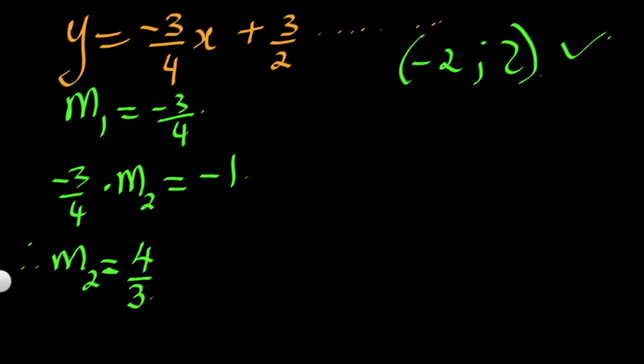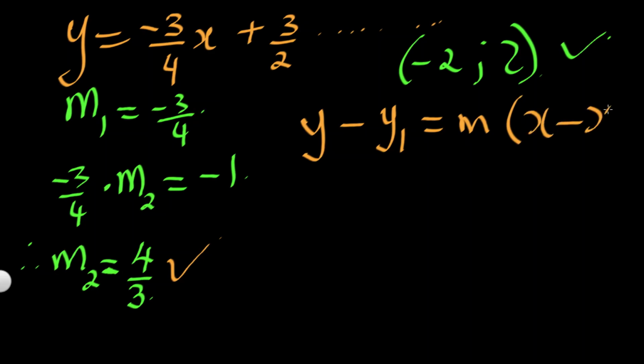All right. Now we have our m, the gradient of that line, and we have a point on the line. We can now use this equation again: y minus y1 equals m times (x minus x1). This is a very powerful equation.